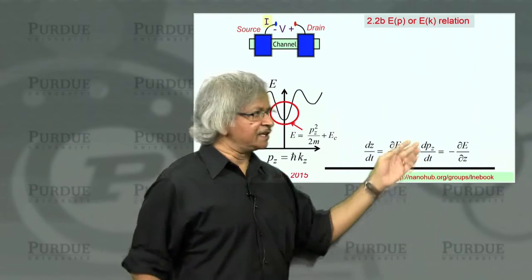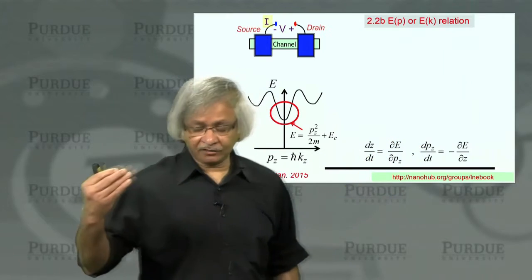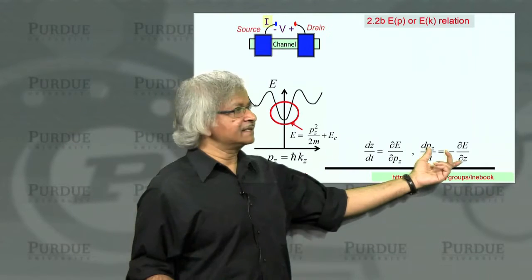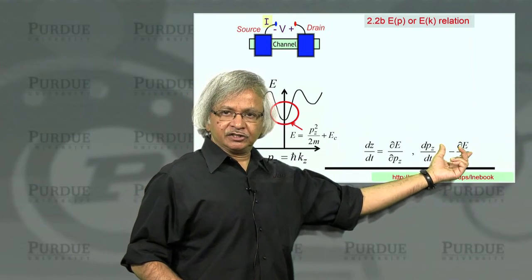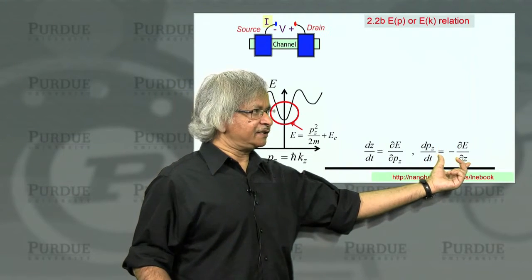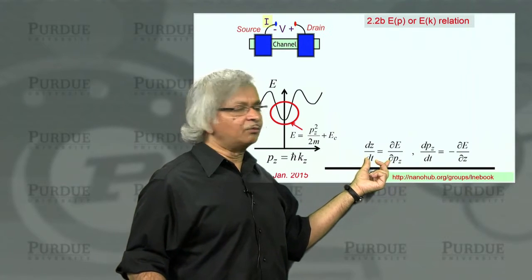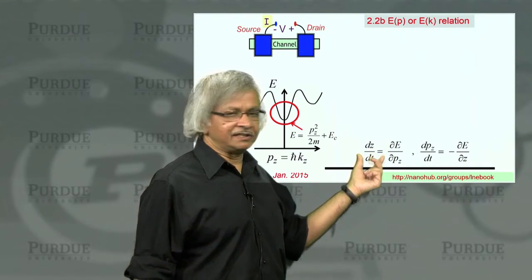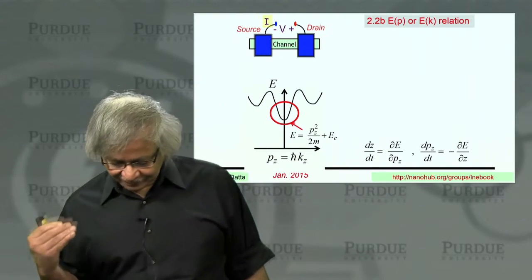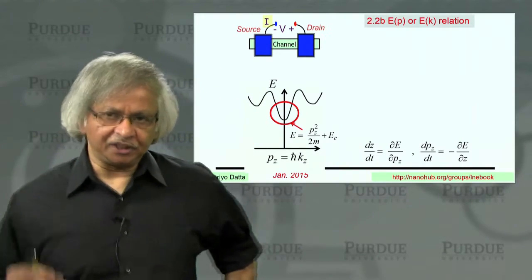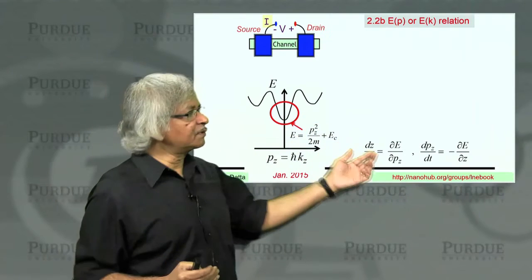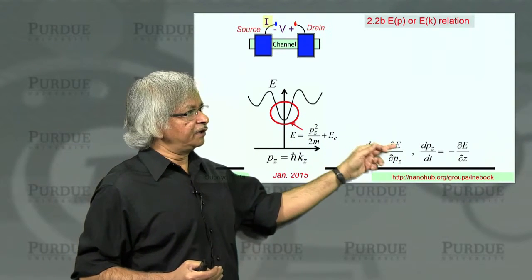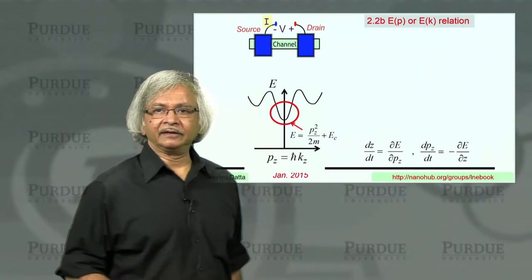Newton's law says that dp/dt, the rate of change of momentum, is the force. And force can be written as the gradient of the potential energy. That's this. It's this other one that may or may not be familiar to you, and that says that the velocity, which is dz/dt, the rate at which this electron's position changes, is proportional to ∂E/∂p, the derivative of energy with respect to momentum.